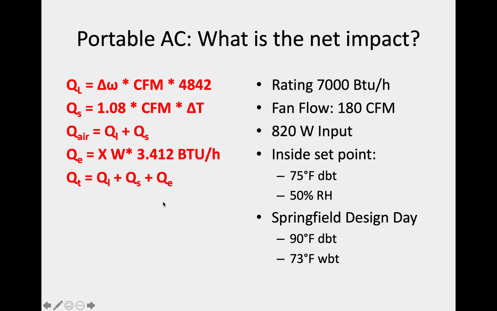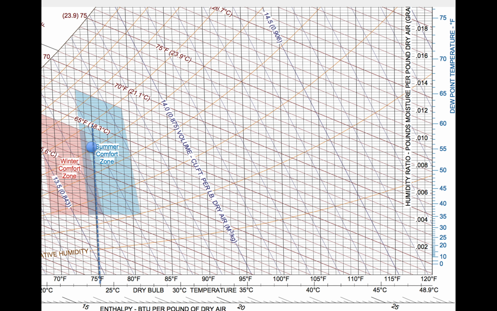So let's find those state points on the psychrometric chart. We know that our interior state point is 50% relative humidity and 75 degrees Fahrenheit. So that's our interior state point.